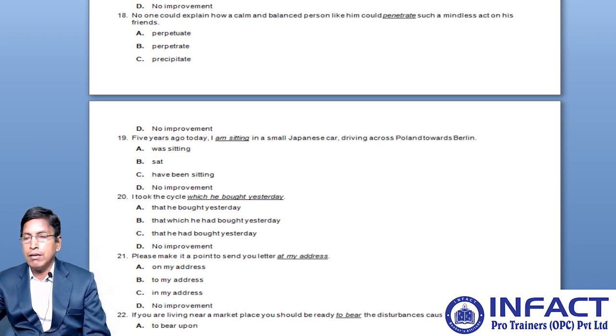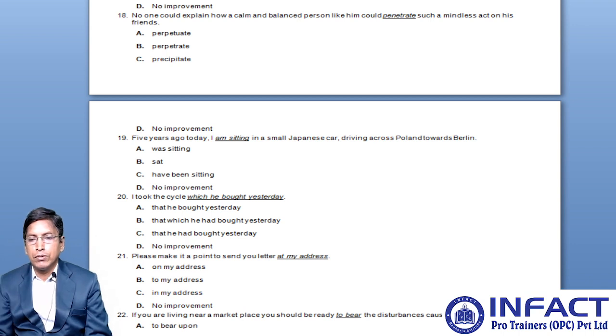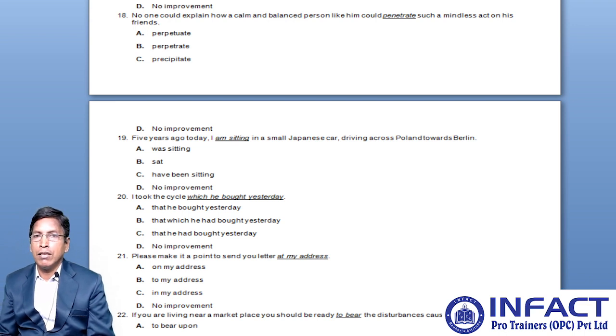So what can be the right option? Here it is trying to say that no one could explain how a common balanced person like him could penetrate such a mindless act on his friends. That means creating an impact. So the most appropriate word here which is matching with penetrate is perpetrate. That is option B, which will fit into that space. So option B should be the right answer.